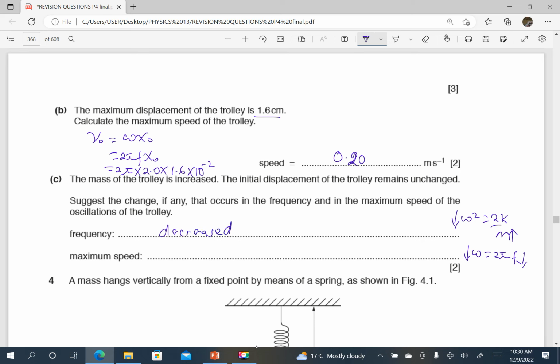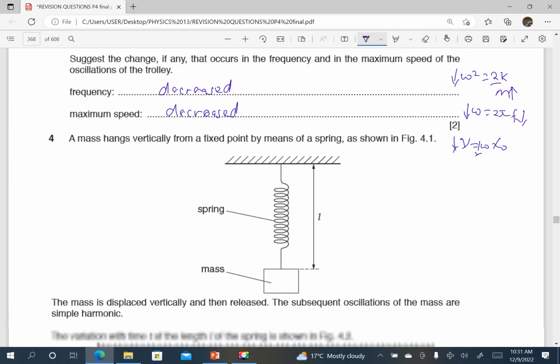Then how about the maximum speed? Remember, speed is equal to omega times x naught. We have seen that omega decreases. Automatically, v also decreases. So this one is also decreased. Okay, so that one is easy.